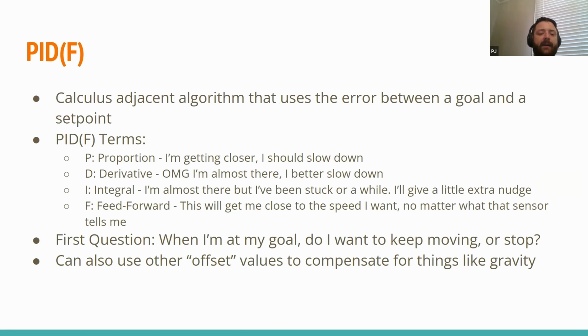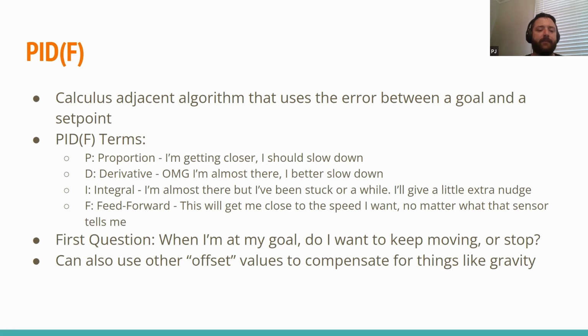Under the hood, it's sort of calculus adjacent, like I and D are for integral and derivative, which are calculus terms. But you don't really need to know calculus to tune one of these and hook it up to your robot. The overarching idea, no matter what kind of PID controller you're using, is that you have some goal, some endpoint or velocity you want to get to, and you have where you currently are, and you use the error between those two values to decide what you're going to do next.